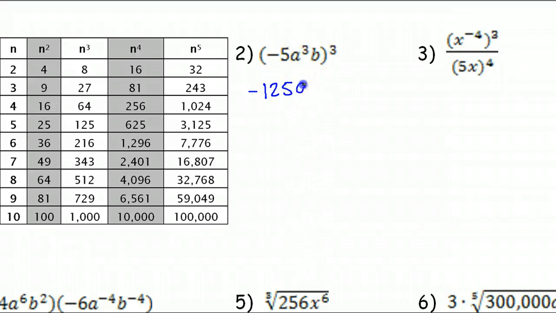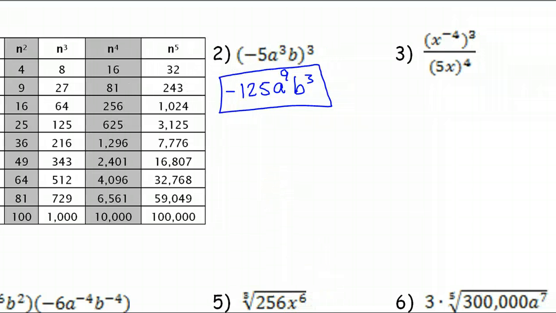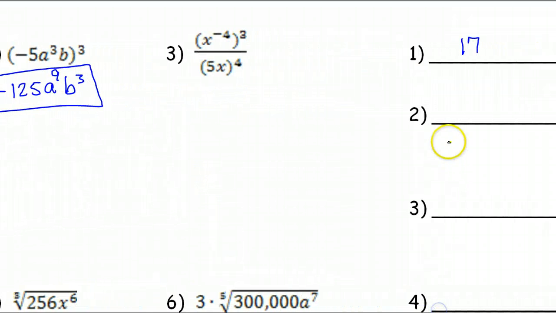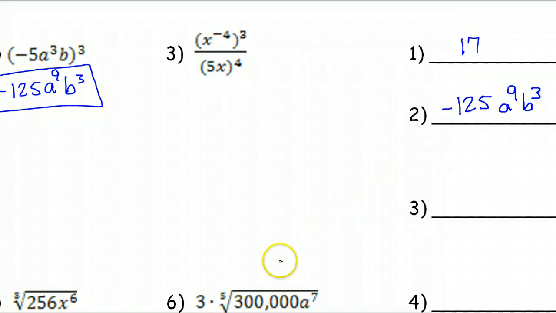Anyway, for the variables, I multiply. So 3 times 3 is 9. So this will be a to the 9th power and b to the 3rd power. That's it for number 2. So that's negative 125, a to the 9th power, b to the 3rd power. Okay, number 3.